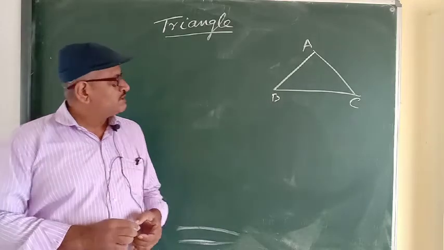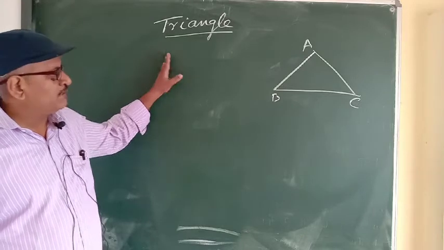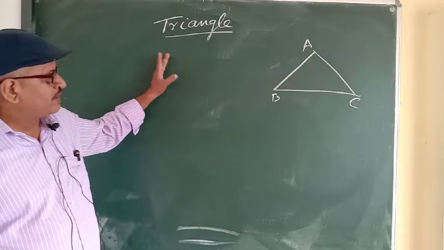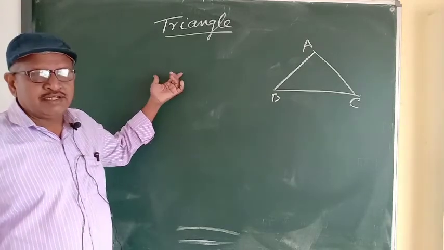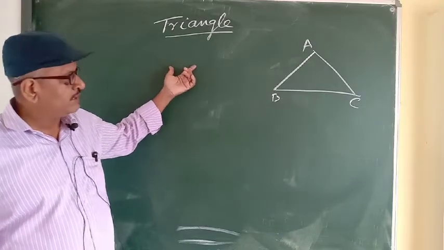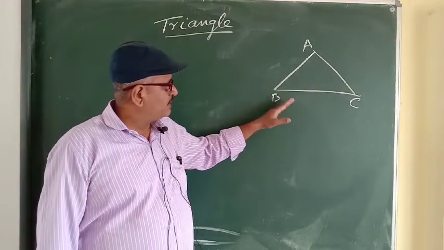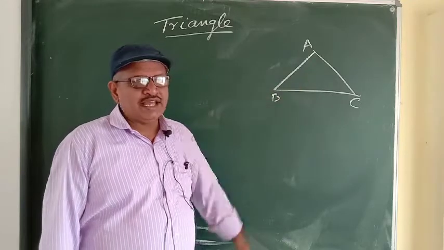Today we will discuss the triangle. It is the first chapter of geometry. So what is the definition of a triangle? A triangle is a three-sided figure. It is a plane closed figure bounded by three line segments.